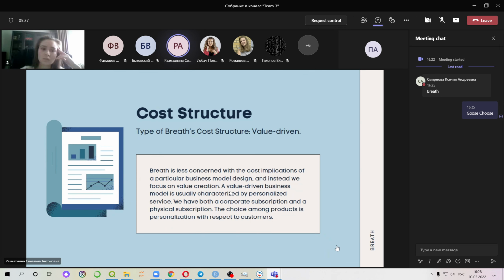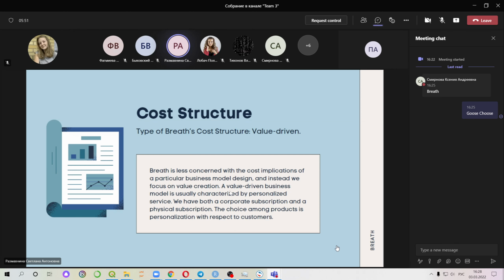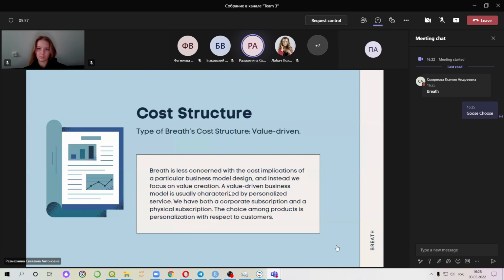The most important is the type of Breeze cost structure, value driven. Breeze is less concerned with the cost implications of a particular business model design, and instead we focus on value creation. A value-driven business model is usually characterized by personalized service. We have both a corporate subscription and a physical subscription. The choice among products is personalization with respect to customers. And our cost structure will change depending on the time, because of the introduction of new big functions and additions to our models.